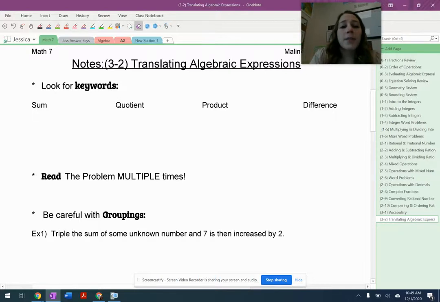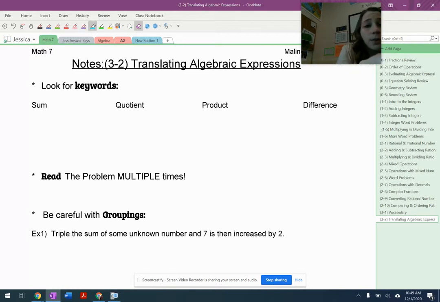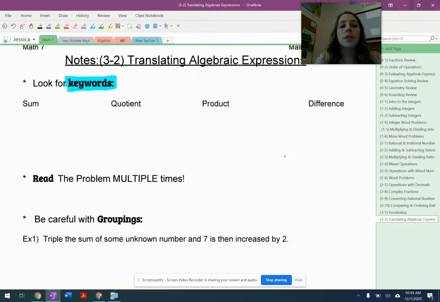Okay, this is Math 7 notes for 3-2, translating algebraic expressions. So the first thing you're going to want to pay attention to is looking for any key words. And some of those key words would be the words that you see right down below.